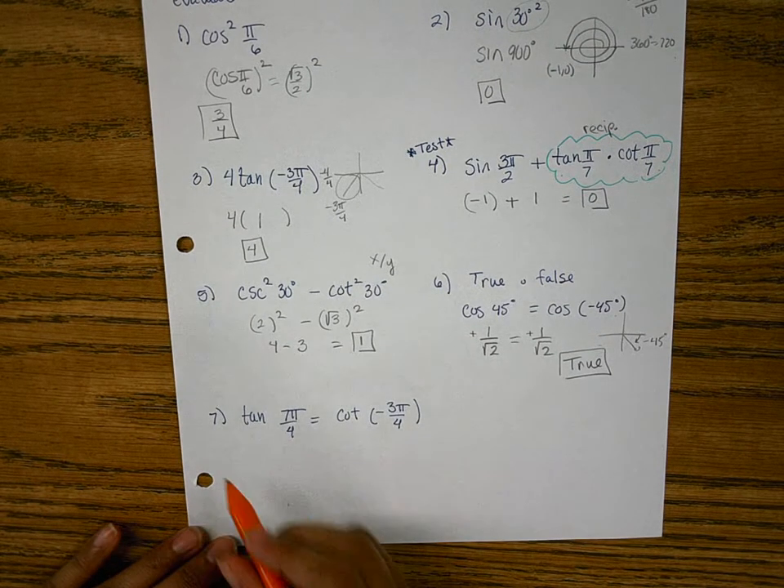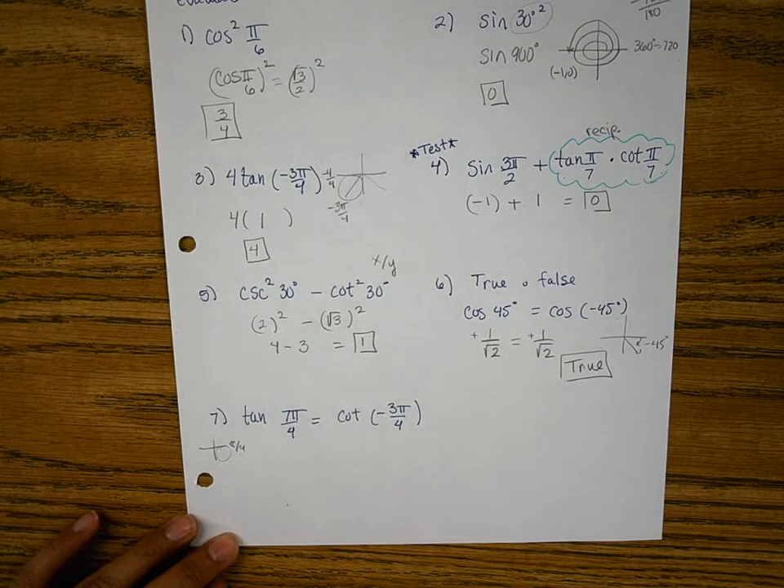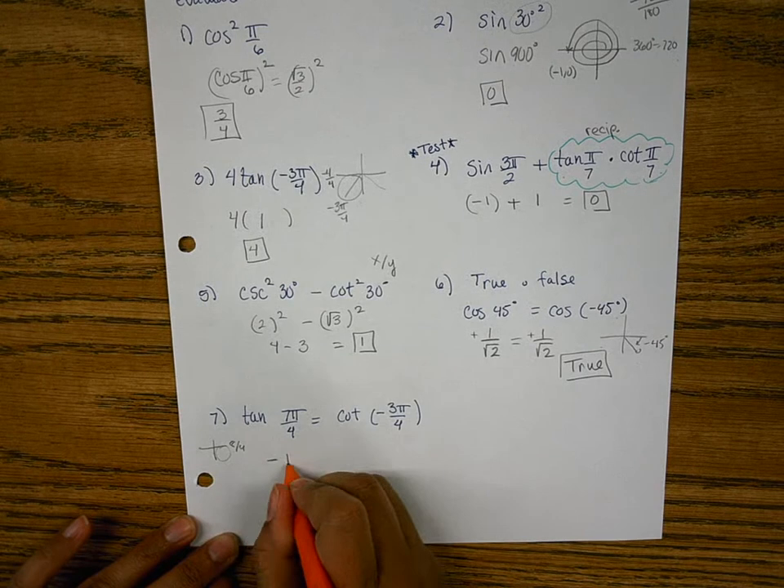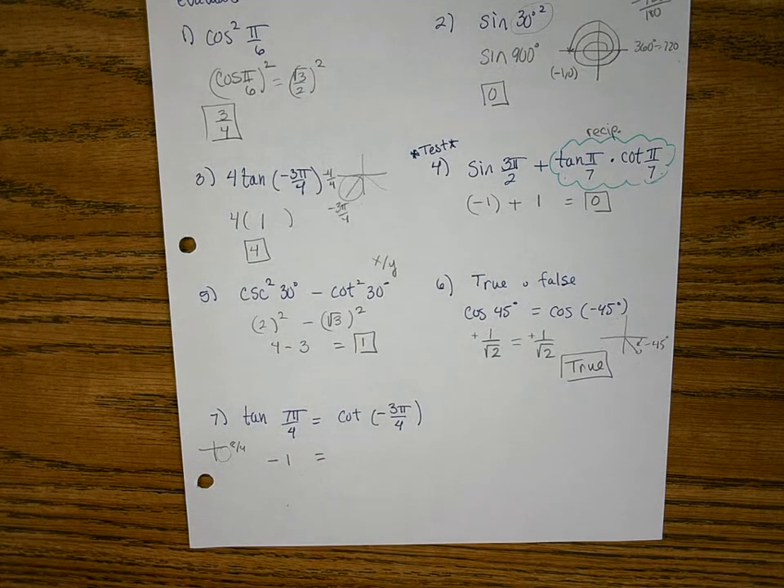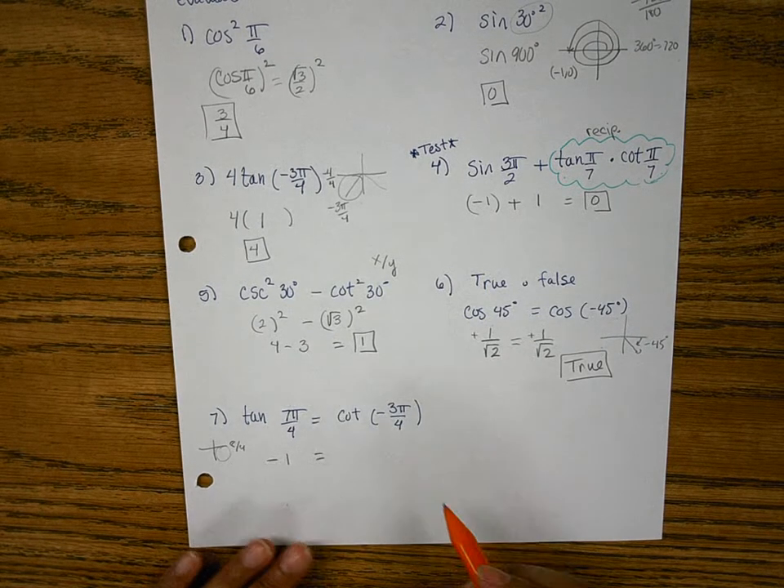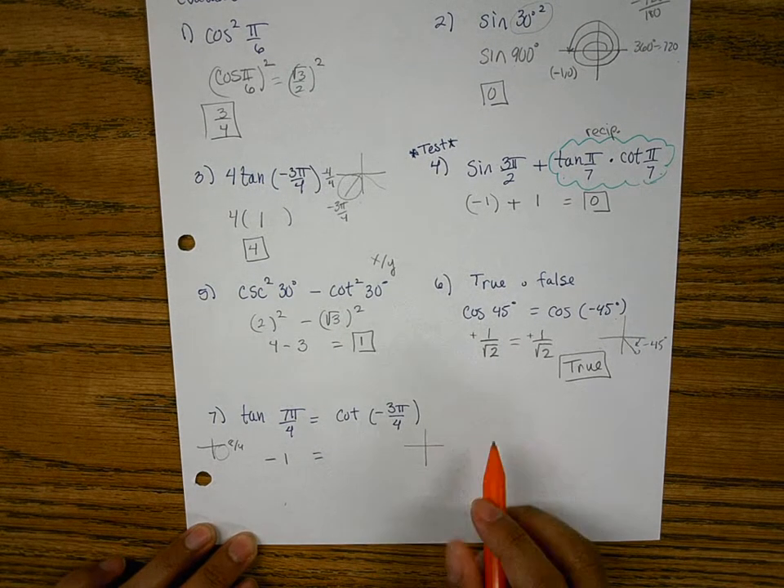So let's figure out our quadrants. What quadrant is 7 pi over 4 in? That is quadrant 4, because this is 8 over 4, so 7 over 4 is right there. So all students take calculus. Tangent is negative, so that's negative 1. If that went too fast, you can pull out your unit circle and take a look. Okay, cotangent, negative 3 pi over 4.